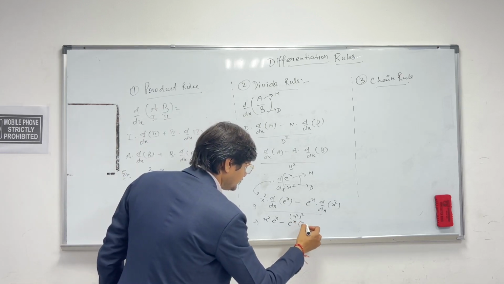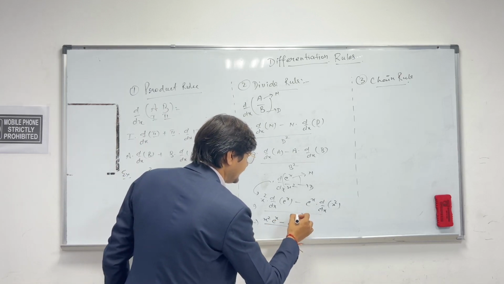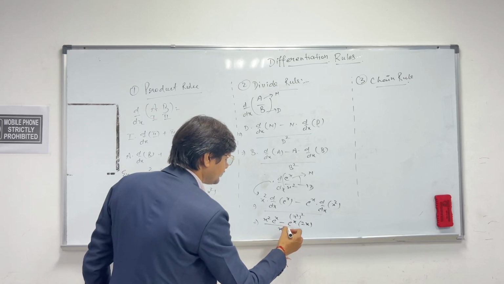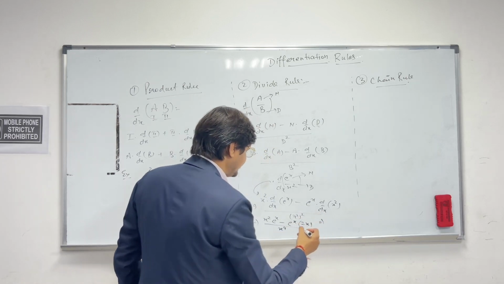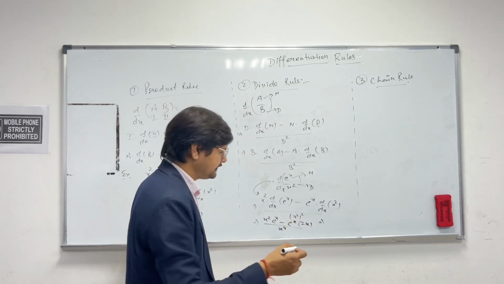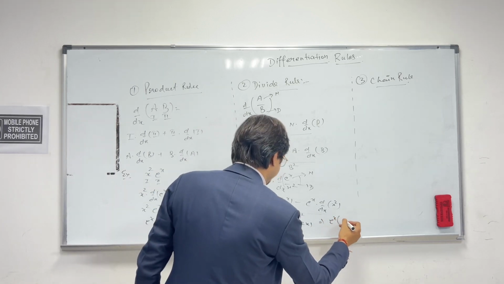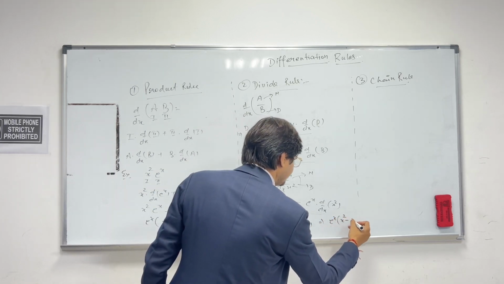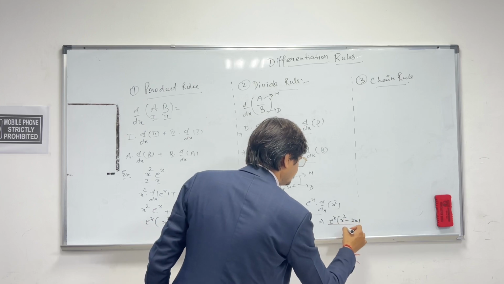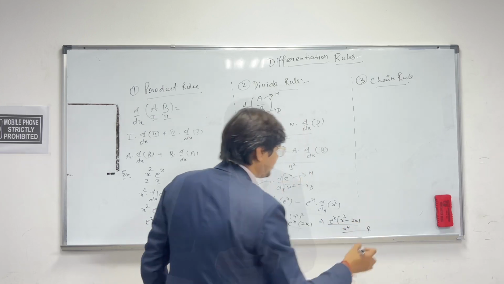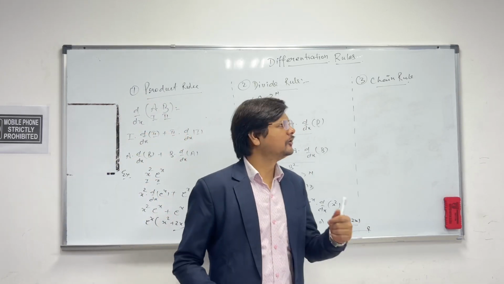Okay, so the denominator square will be x to the power 4. I can write this like e to the power x, you can take common. So e to the power x, it will be x square minus 2x over x to the power 4. Okay, now move to the next part.